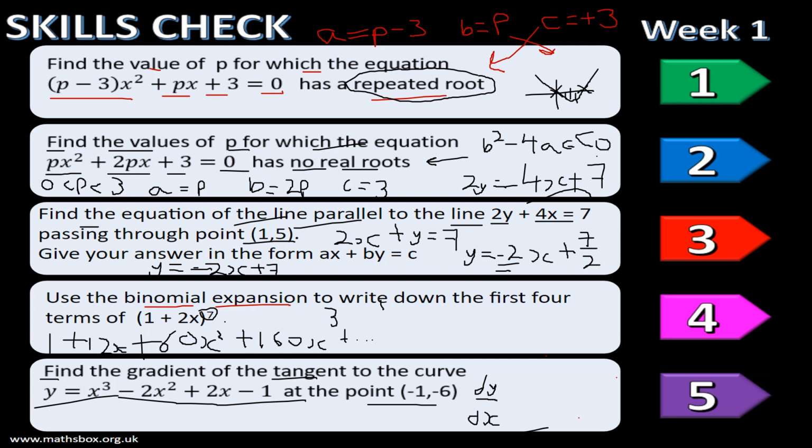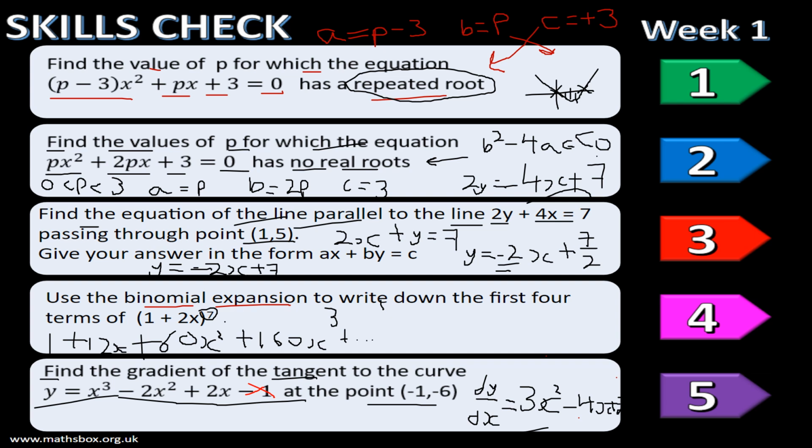The power comes down as a multiplier and the power reduces by 1. So that's going to be 3x^2. Then -2x^2 differentiates to -4x. And then 2x goes to just 2. And the -1, remember if it's a constant, goes to 0.